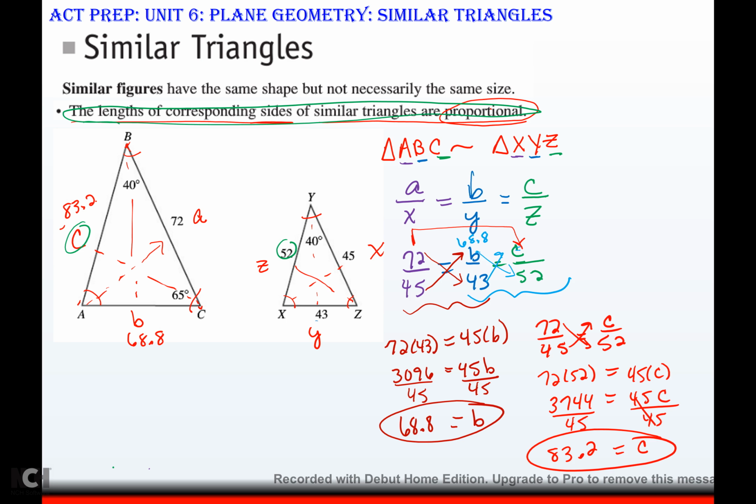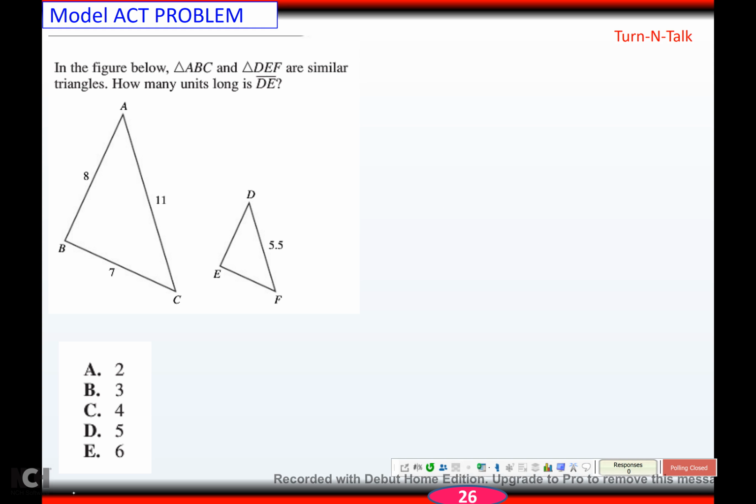And if you looked at each of those ratios, 72 divided by 45, whatever that comes out to be, will be the same as 68.8 divided by 43, which will be the same as 83.2 divided by 52. Check it out. Those ratios will all be equal. They have to be. Okay? Alright, so you try this one. Hit pause. Come back when you're ready.